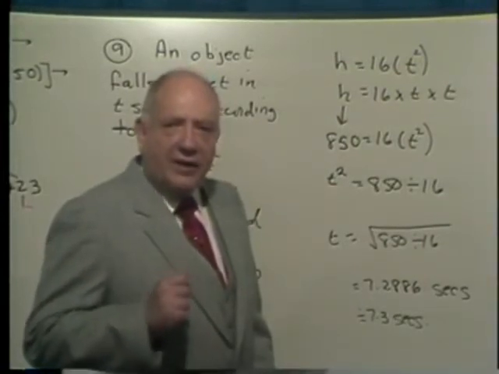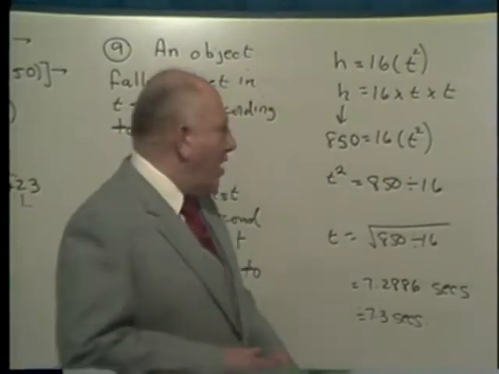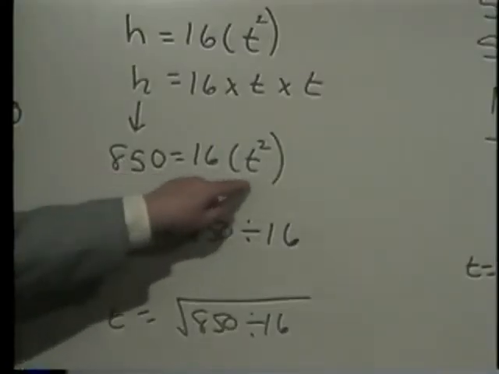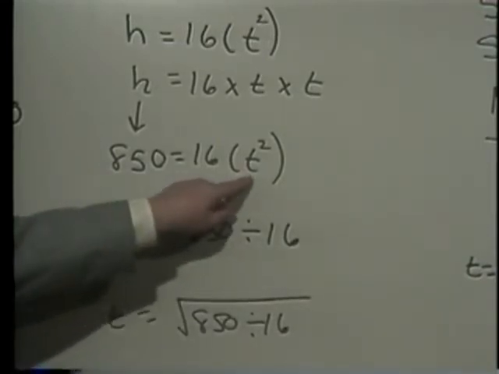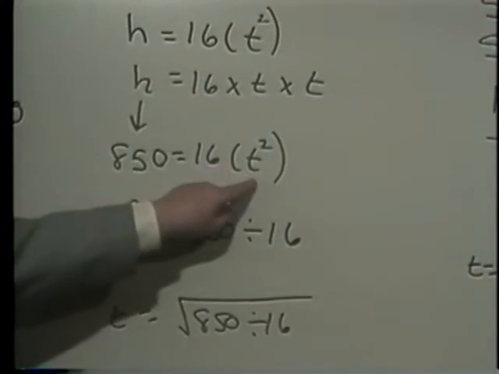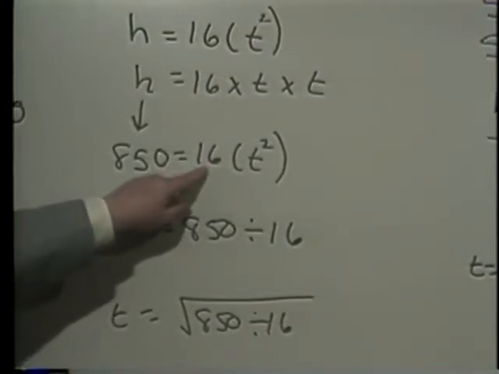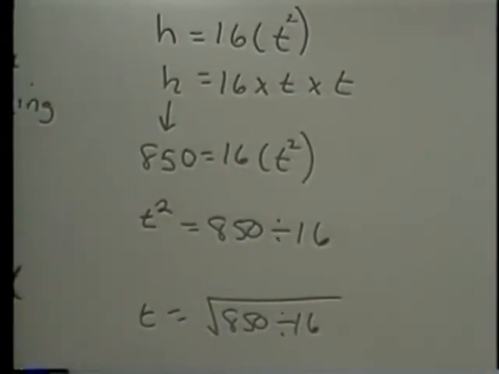But the calculator doesn't know messy from non-messy. It just does it for you. So watch how we tackle this problem. We have 850 equals 16 times t squared. What do you want to do? You want to unblock the parentheses. Since the 16 is multiplying the parentheses, you're going to divide by 16. And if you divide by 16 on one side, you have to divide by 16 on the other side.